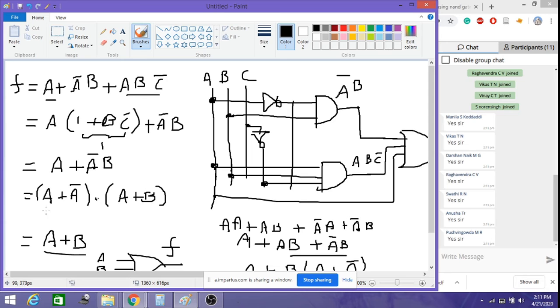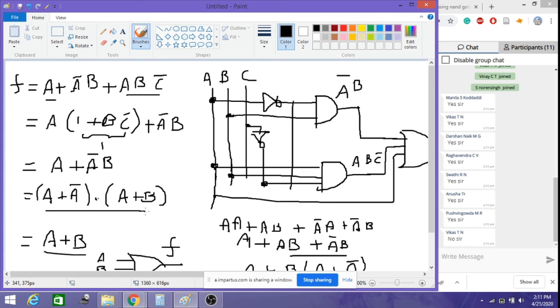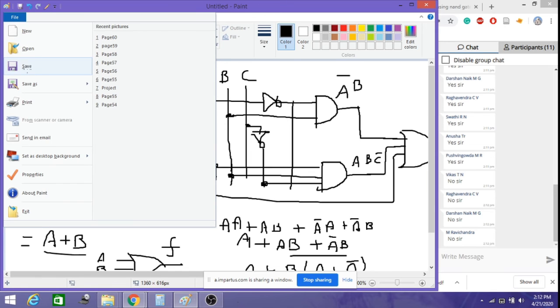So we have to use a little sense here, like in this expression we have added here. We used a little sense and added this so that we can reduce it further. Okay, so now let us see one more example here. Let me save this page.